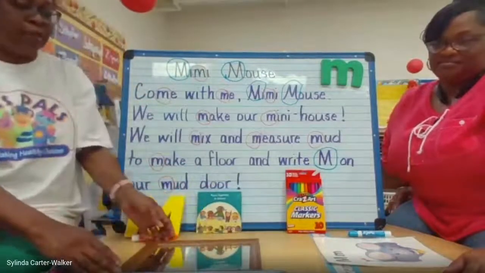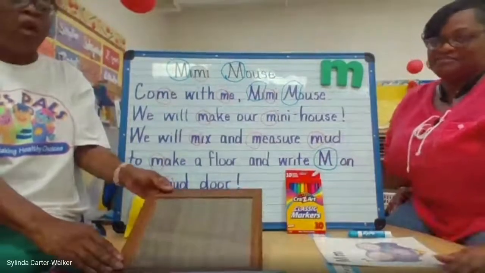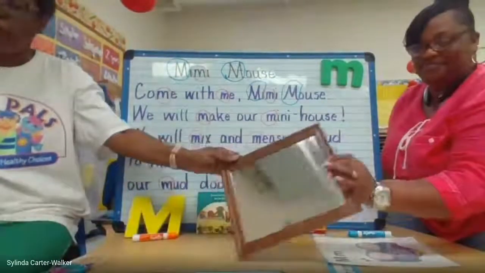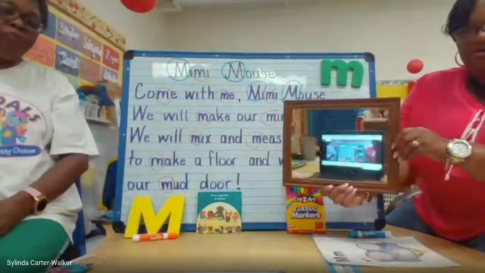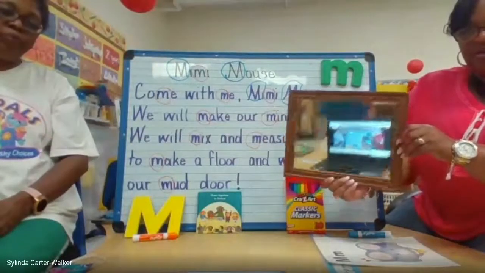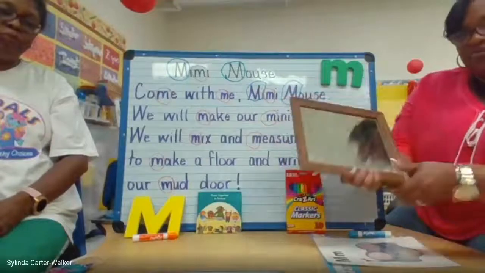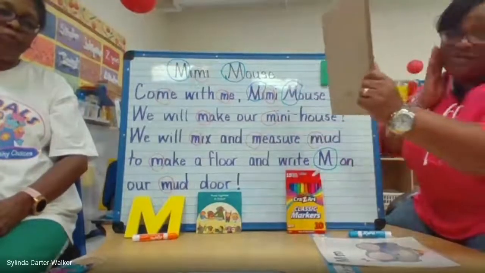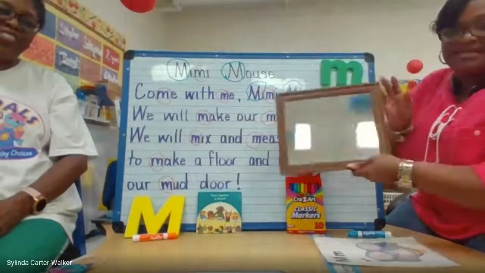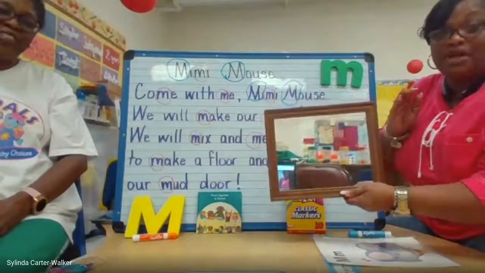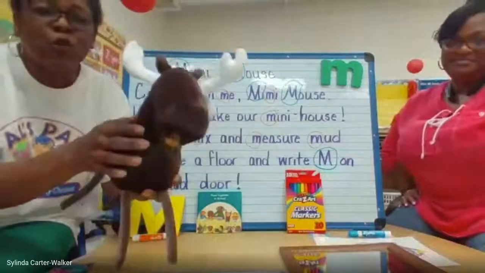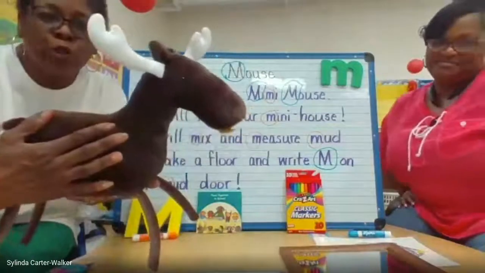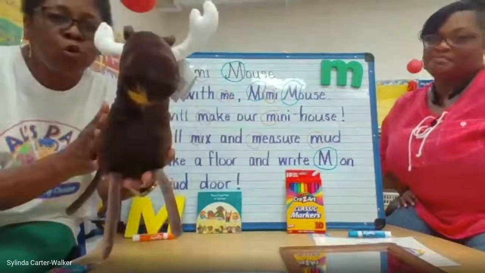And the last item. Get the moose. Oh, absolutely. Our next item is a mirror. You all look at yourself in the mirror in the morning when you're getting ready for school. This is a mirror. And my last item is a moose. A moose.